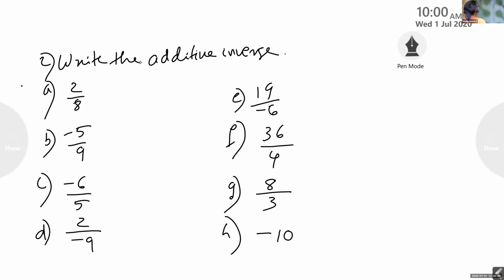Abid, first answer. Additive inverse of. Abid, write the first answer. Negative 2 by 8, or we can write it in the simplest form, negative 1 by 4. We can cancel 2 from both numerator and denominator. So we can write it as negative 1 by 4. Next answer after Abid. Tom Joes, yes ma'am. What was the answer?